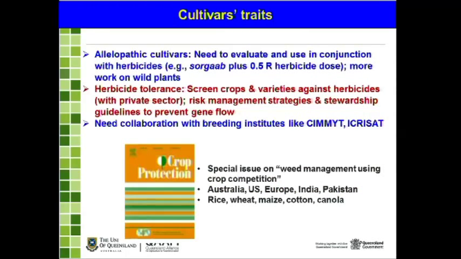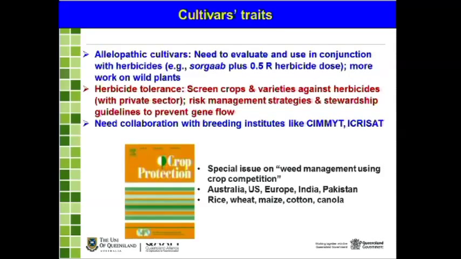Okay, another one, allelopathic cultivars, need to be evaluated. I was never interested in this area, but for the last 1 year I think I should do something on these allelopathic varieties. But again, there is a need to integrate with herbicide dose and see whether it works or not. And mostly we are trying to get these traits from improved varieties. No, I think we need to go to wild plants and try to get that trait.